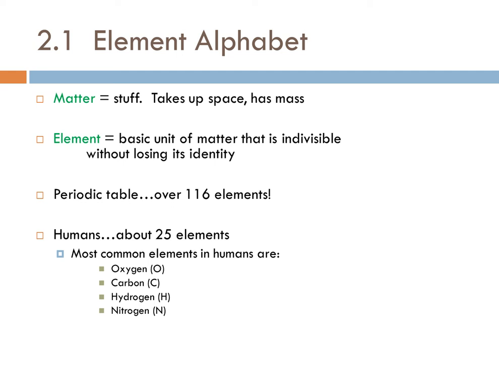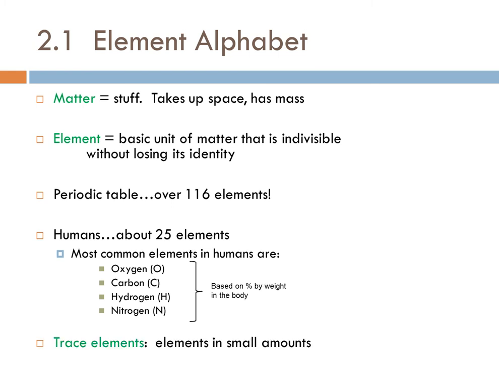The most common, and this typically ends up on exams, what are the most common elements in humans? They're going to be oxygen, carbon, hydrogen, and nitrogen. Nitrogen is used in our genetic structure. Hydrogen is used in water, and so is oxygen. We're mostly made of water. Carbon as well is pretty much the building block of us. We're mostly carbon because our bones and muscles are made of carbon.